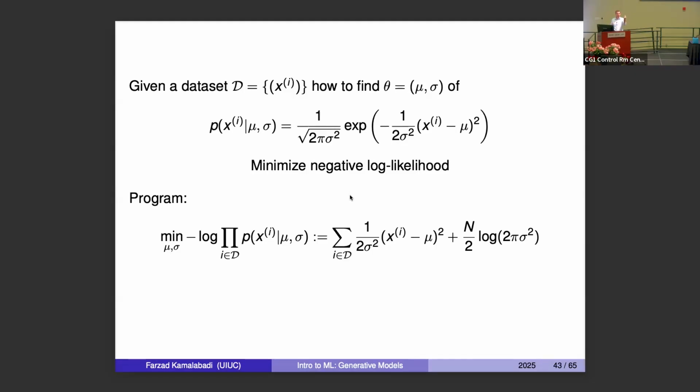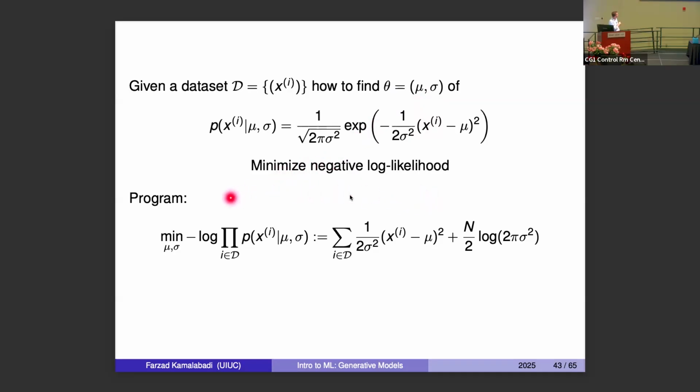It means that I want to find where the center of that cluster is, and I want to know how spread that cluster is. That's the simple question I'm asking right now. That's all, okay? So given a data set, how do we find a theta that corresponds to the mean of the Gaussian and the standard deviation? And we just minimize the negative log likelihood.